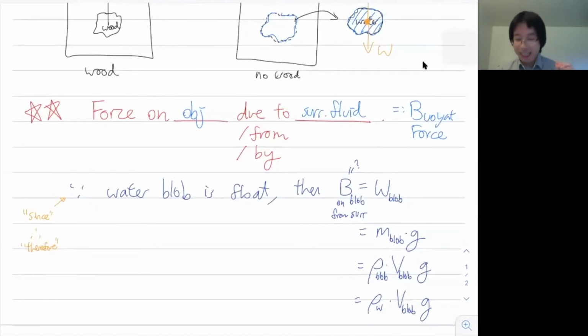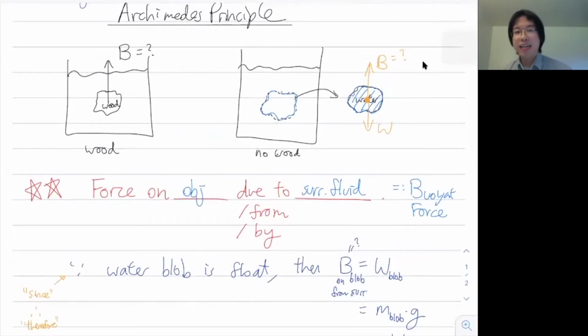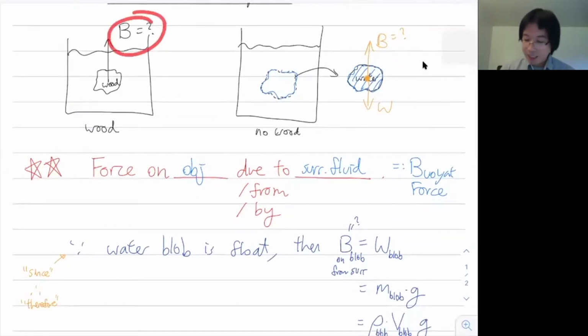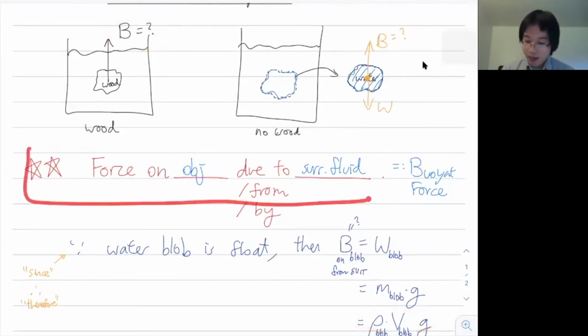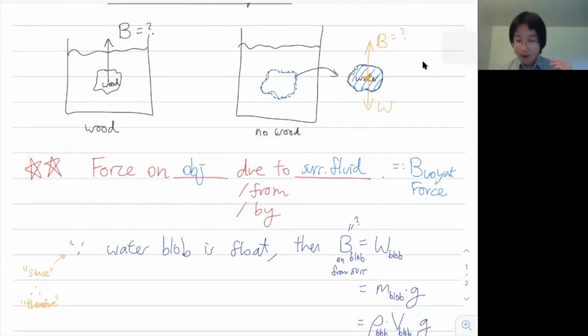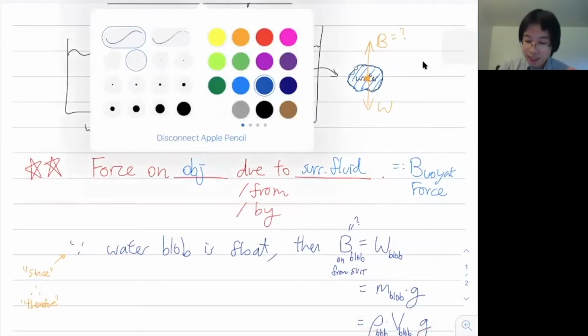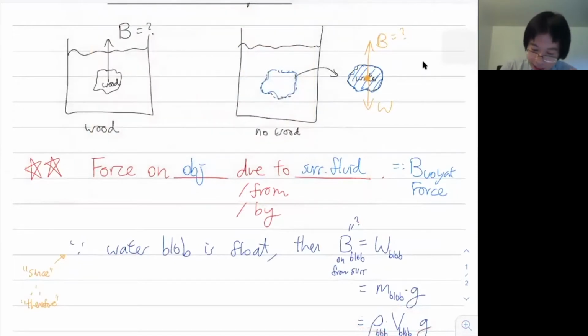The second part is, now let's go back to the piece of wood and ask what is that buoyant force. The conclusion of that argument is, this buoyant force here must be the same as this. Why? It's what I emphasized over here. Because the force on an object is due to the surrounding fluid. Whatever is supporting this wood, what is the source? The source is really the surrounding fluid.